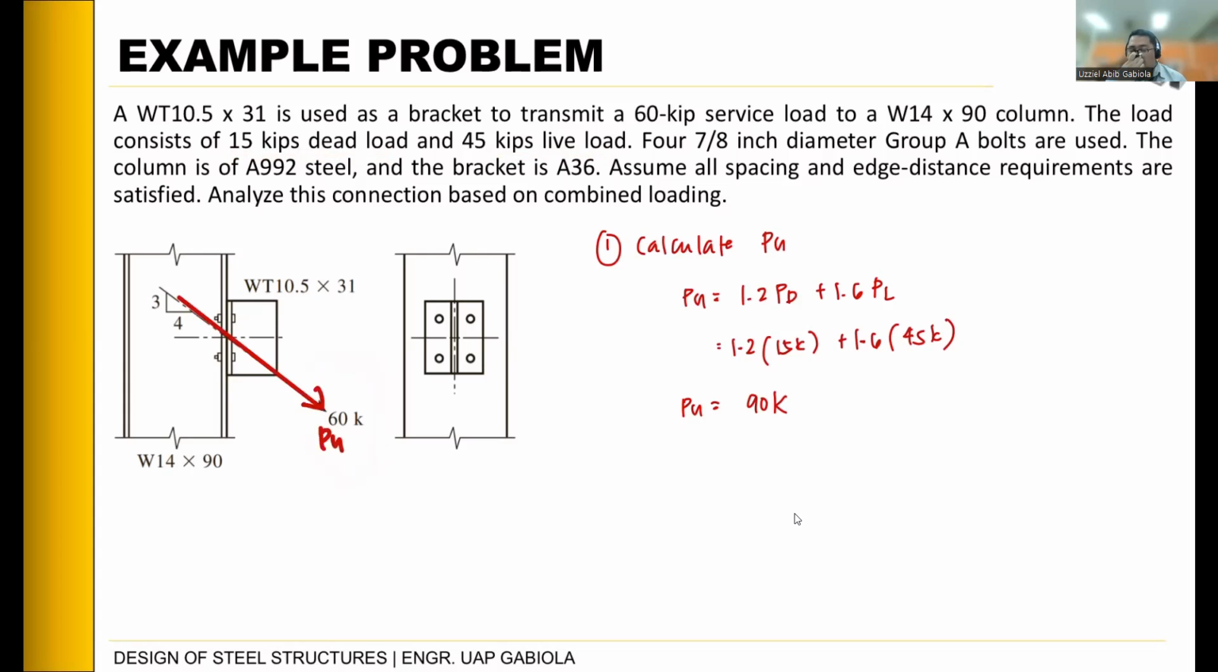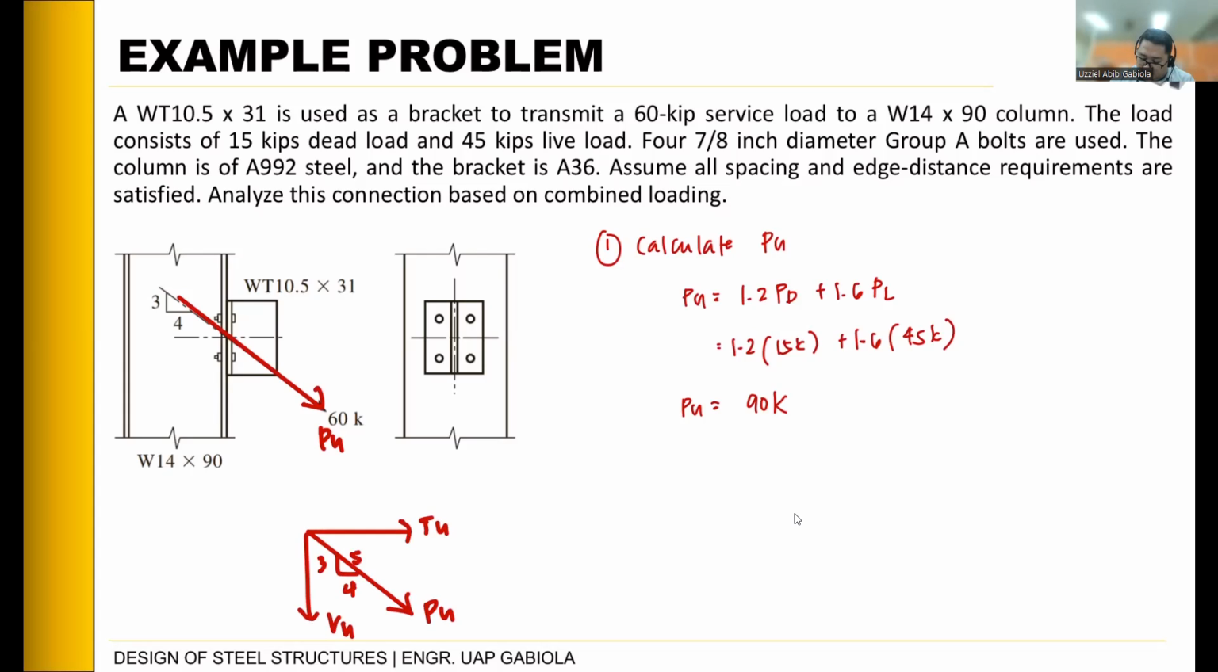So, if we have a PU that is inclined, we can get our tension and shear force. How do we get our tension and shear force, based from our diagram? Based on the slope, we have a PU here with 3, 4, and the hypotenuse is 5. And then it has components: this is its TU, and this is its VU. So, let's calculate the value of TU and VU based on this.